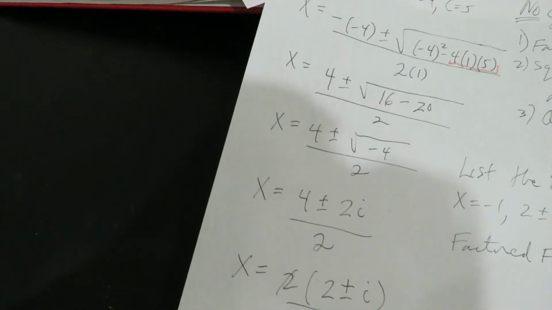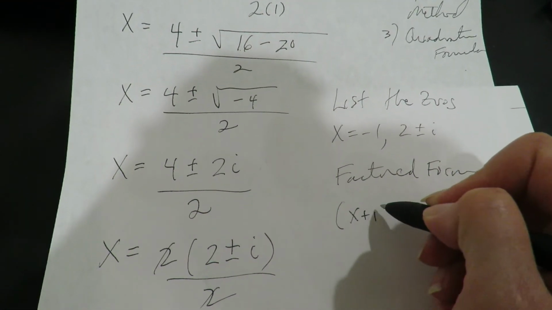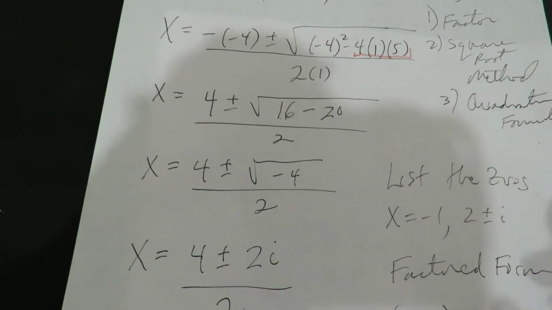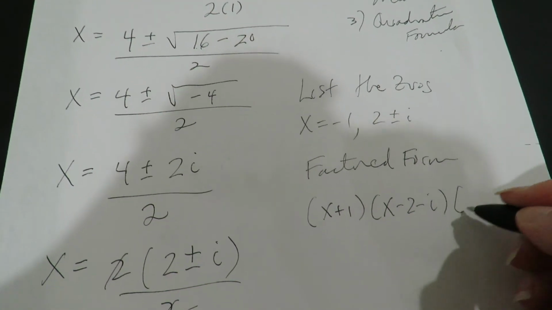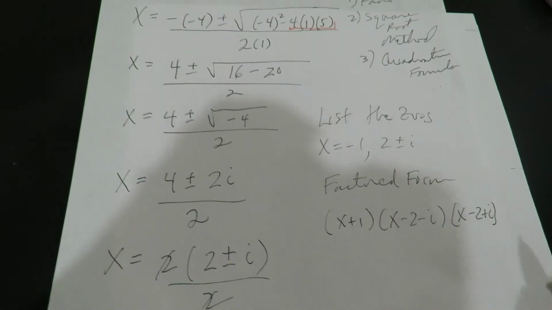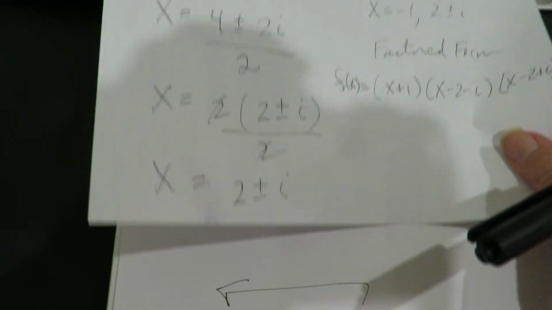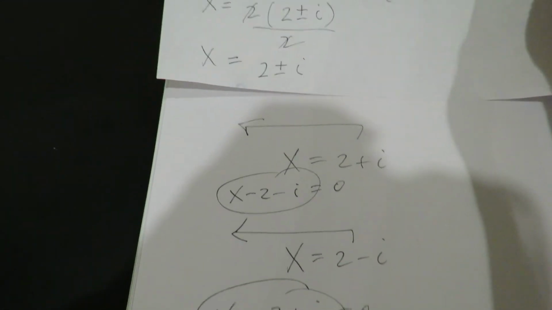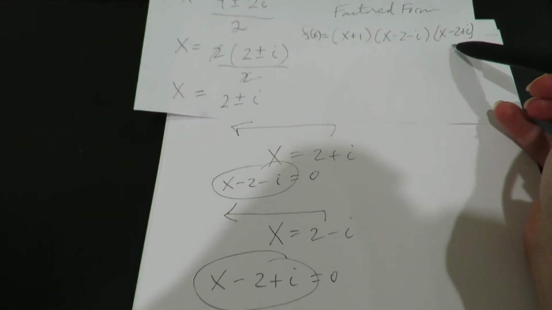So now I can write it. I have the x plus 1, right? If you move this to the other side. And then I was showing you these other two, right? It looks super weird. I did x minus 2 minus i, x minus 2 plus i. That was these that I just showed you before. I put them on the end here. This is them in factored form.